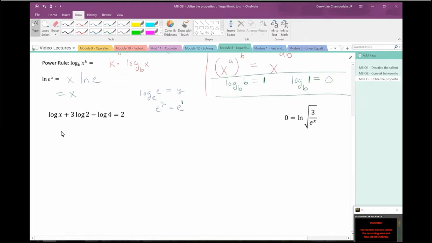So let's do 2 examples. Here's our first example. What we're going to do is we're going to try to push this all together, or we can go ahead and push all of this to the other side and then convert. So let's try the second way. Let's get log x by itself.